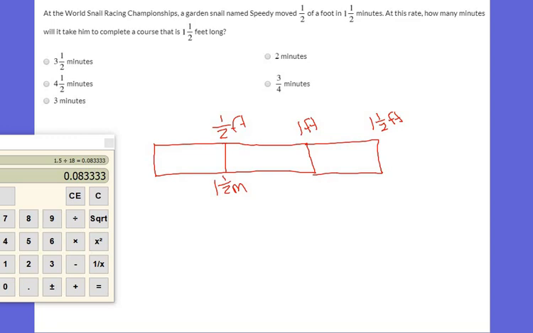I know each of these bars represents 1.5 minutes. So this is 1.5 minutes, 1.5 minutes, 1.5 minutes. If I was to add all those 3 together, 1.5 plus 1.5 gives me 3. 3 plus 1 is 4, plus a half gives me 4.5 minutes. Or I could have multiplied 1.5 times 3, because there's 3 sections, and 4.5 minutes is my option there.